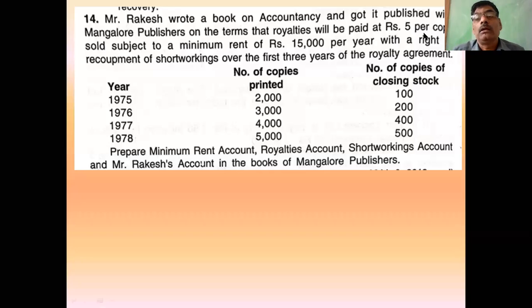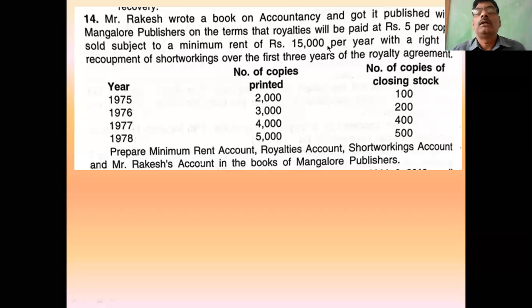You have to see whether the royalty is based on production or on sale. That is to be first confirmed and then you have to prepare the statement. ₹5 per copy sold. So you have to calculate the quantity sold before preparation of the royalty chart.